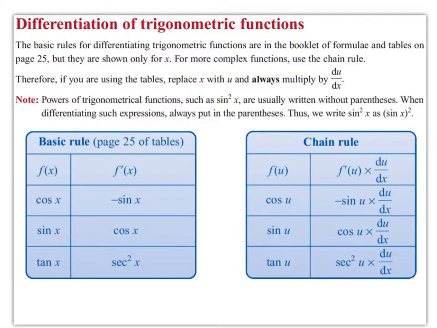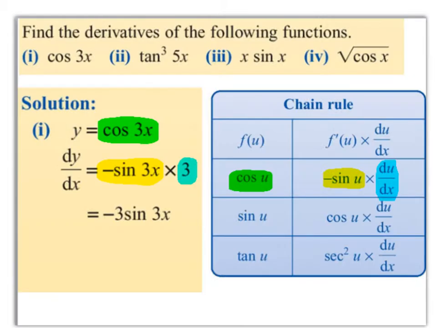So the chain rule is essentially the outside inside rule. So it's the derivative of the outside function multiplied by the derivative of the inside function. Find the derivatives of the following functions.